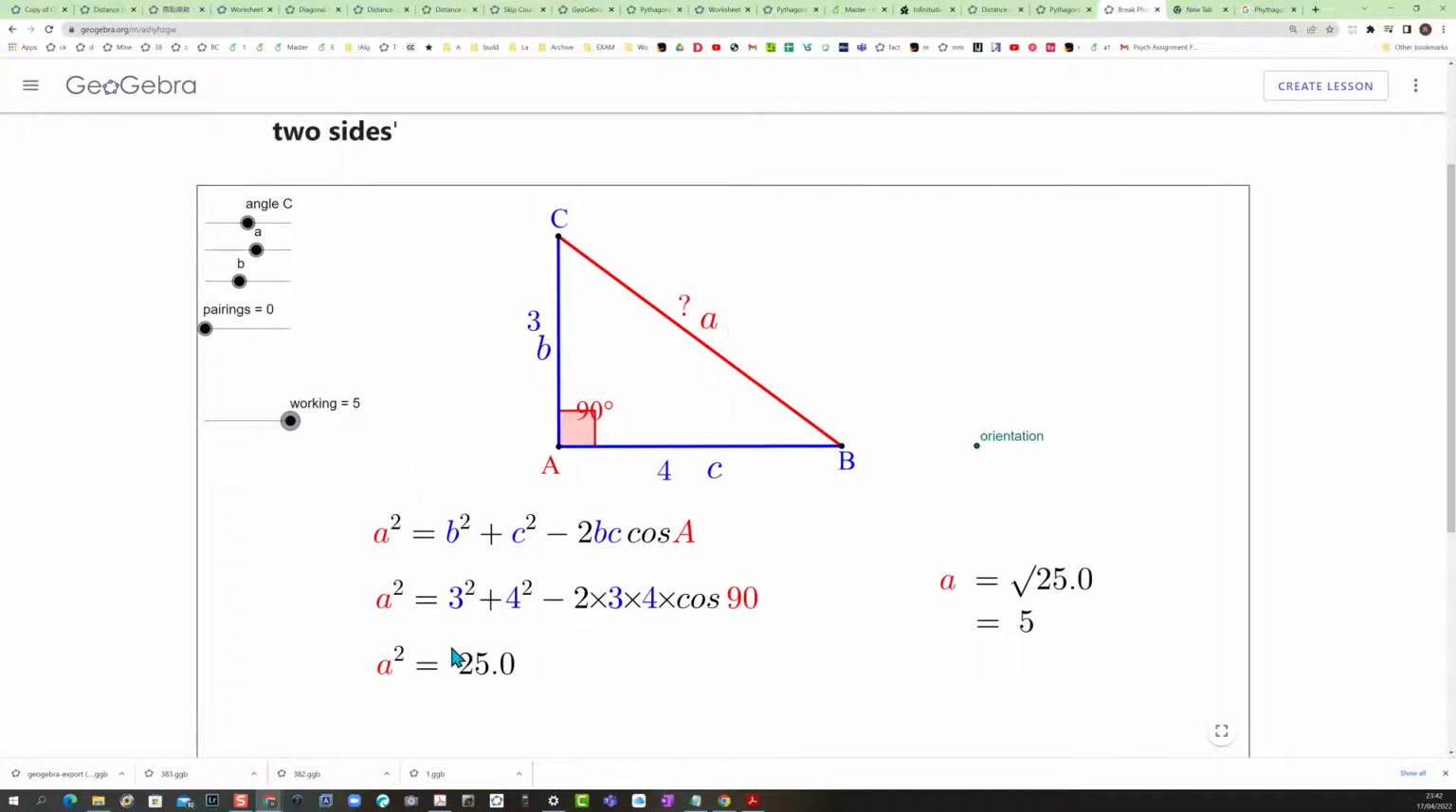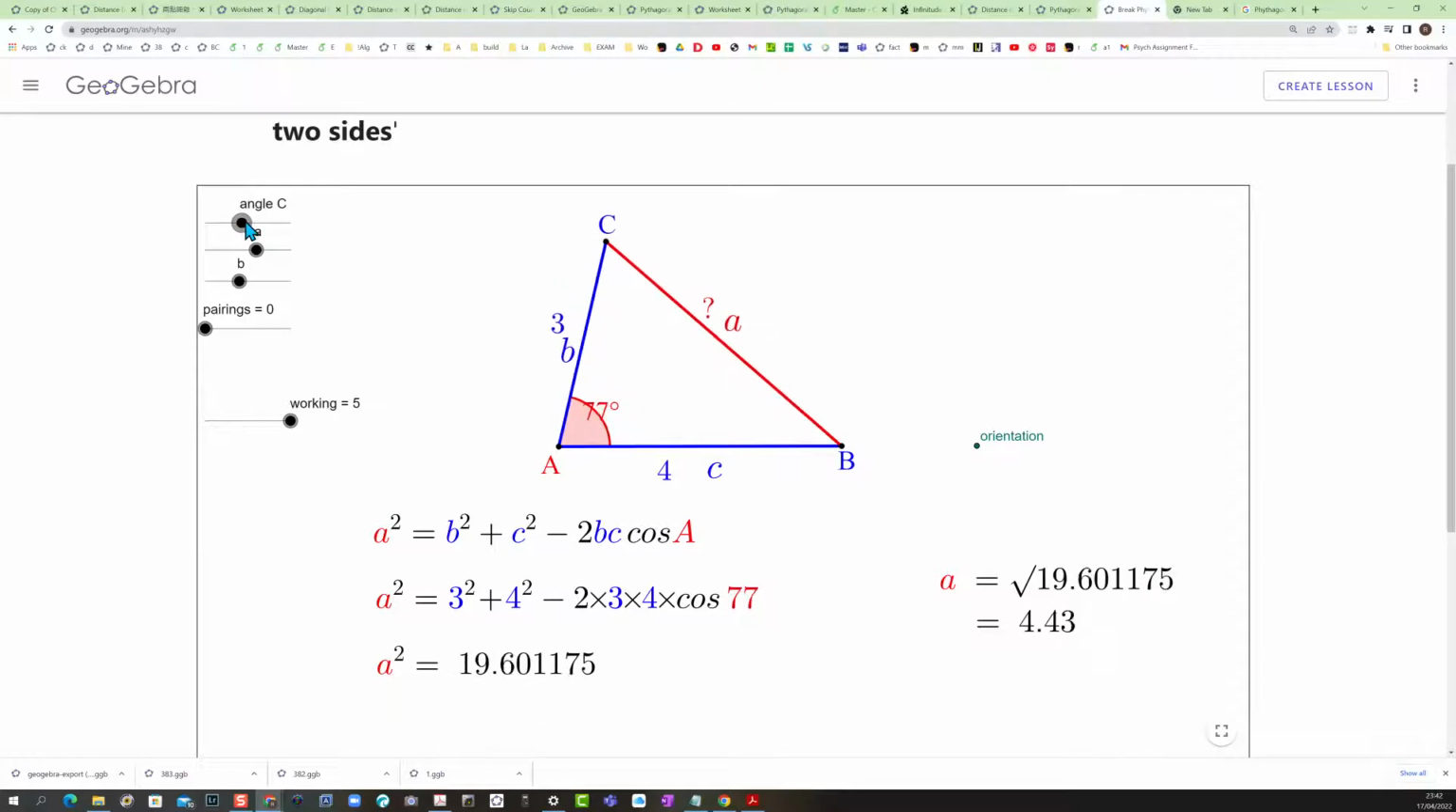here's our calculation. You square the red line length, which is 5, you get 25. You square 3, and you square 4. Ignore this because it's 0 at the moment. And you also get 25. Okay, so using a square root, you can find that the length of A is 5.